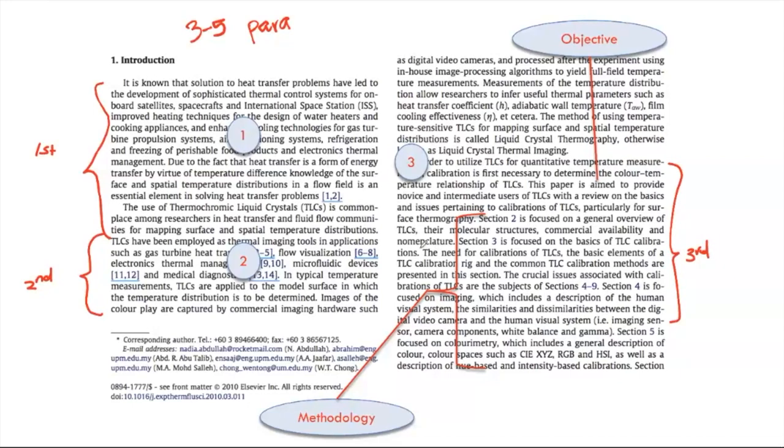As we can see here, the first paragraph normally talks about the general overview. For this particular case, it is known that solutions to heat transfer problems have led to the development of sophisticated thermal control systems and so on. So they talk about the general, and then they zoom in into the application of thermochromic liquid crystals and highlight some ongoing or past research relevant to the work. And then in the third paragraph, if you have more layers in your K-chart, you may want to have paragraph number 4 and paragraph number 5, that zoom in into more specific topics.